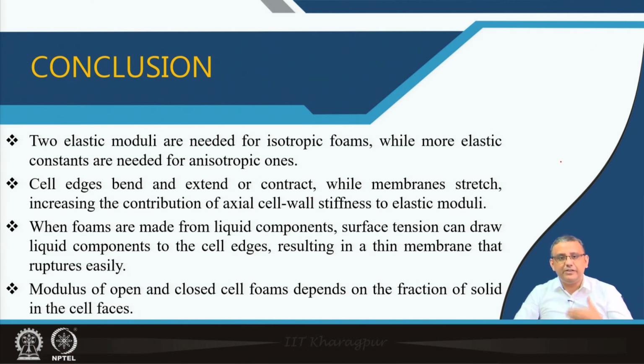In the case of foams made by the liquid metallurgy route, because of surface tension when the foam is fabricated, most of the material goes to the cell edges, and in those materials we have very thin cell faces. Because of that, such materials mostly follow the behavior of the open cell forms. We also learned that the modulus of the open and closed cell forms depends on the fraction of solid in the cell edges, which is given by phi. If phi is the fraction of the material in the cell edges, then 1 minus phi is the amount of material in the cell faces, and this parameter has a significant influence on the modulus of the open and closed cell materials.